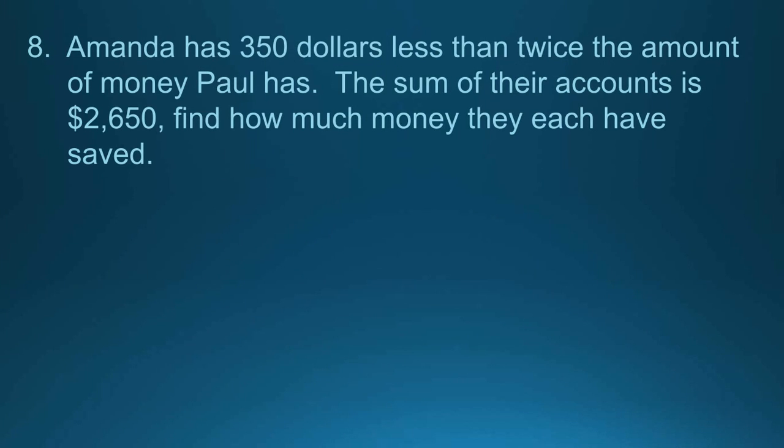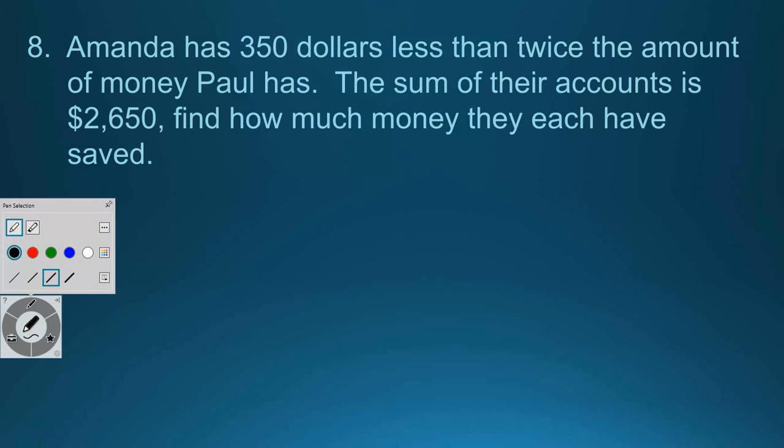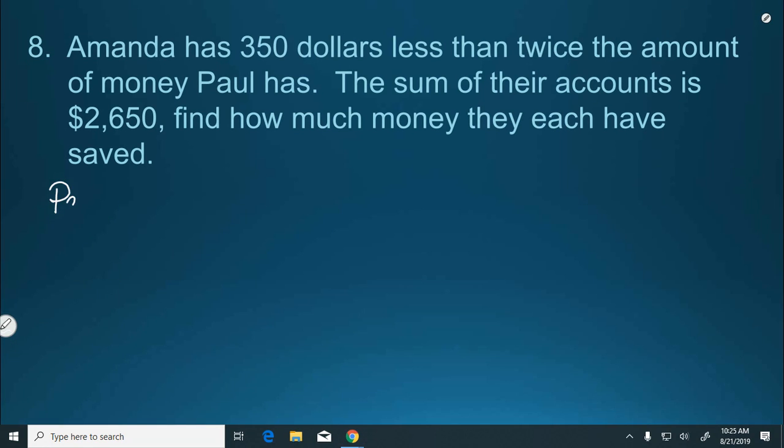Jumping to number 8. Amanda has $350 less than twice the amount of money Paul has. The sum of their accounts is $2,650. Find how much money they each have saved. All right, so again, we're comparing here. Amanda's amount is being compared to Paul's amount. Therefore, Paul is our standalone variable, and Amanda is going to be built around X.